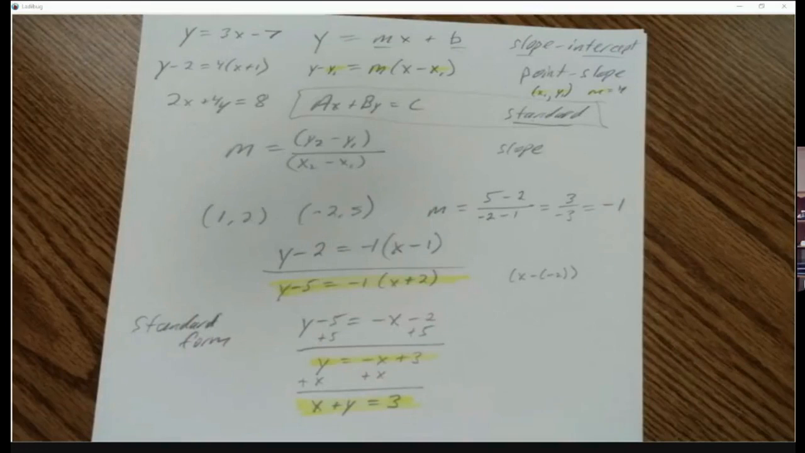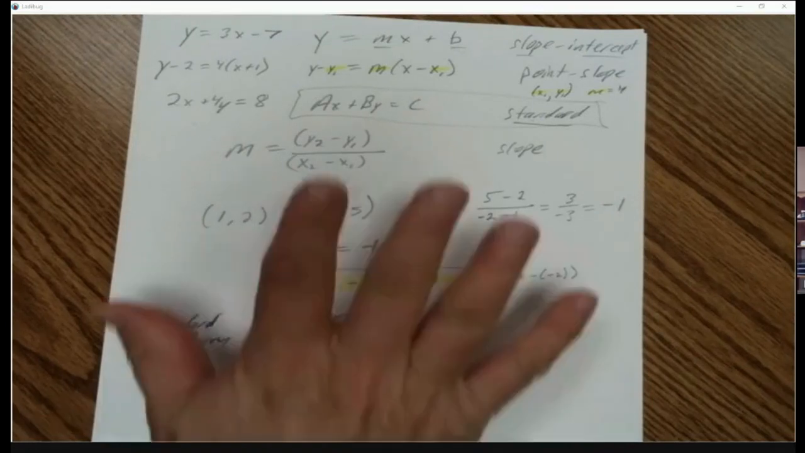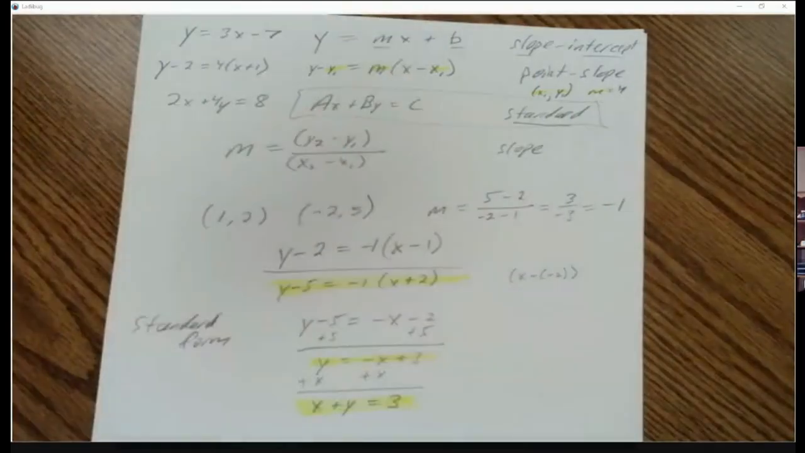So that is the big highlight points of 1.05. If you can manipulate those, if you can write equations in those forms, rearrange them to be whichever form you need, then you have 1.05 down. All right, so let's look at 1.06. 1.06 is about comparing functions.